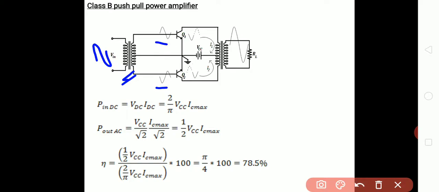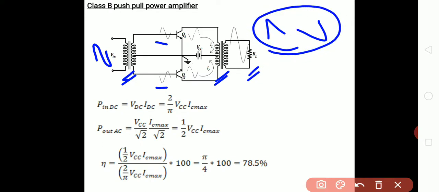Hence, one transistor responds for the positive cycle and another transistor responds for the negative cycle. Using another center tap transformer, these two half cycles are combined at the load, so that we can get a complete cycle with high strength. This is the operation of class B.